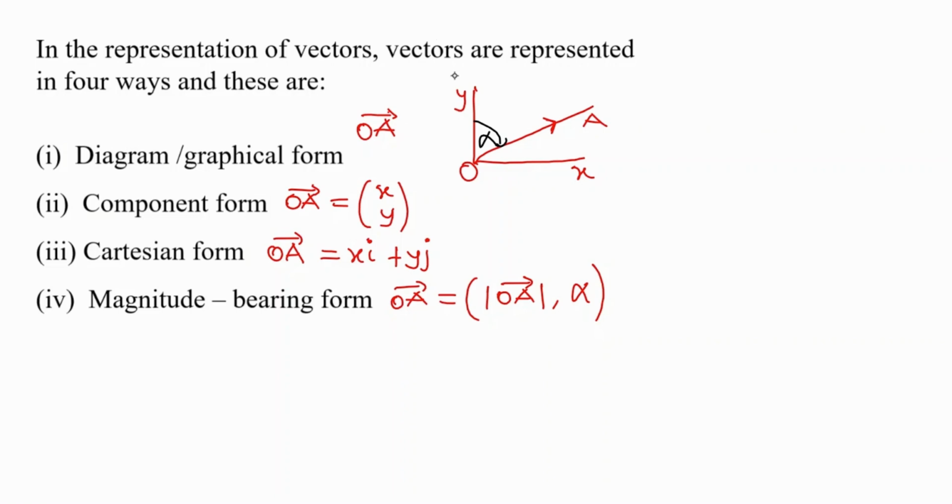But in this video, we are going to look at how we can change a vector in the Cartesian form to the bearing or to the magnitude to bearing form. A vector in the Cartesian form to magnitude to bearing form. So this is what this video is about. Now let's take practical examples on how to change the vector from Cartesian form to magnitude to bearing form.